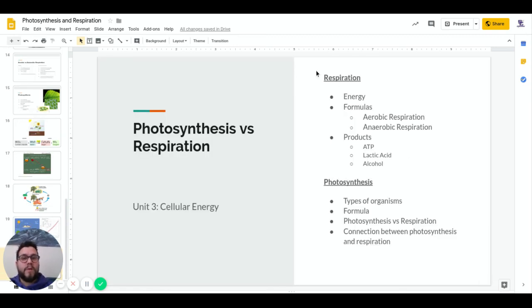So to sum up, we've got respiration, two different formulas there with products produced in each. Big differences in ATP because one uses oxygen and the other doesn't. And then we have photosynthesis. We've got plants and other organisms that can create their own sugars to use in respiration, and a cycle that can support itself in all kinds of ecosystems.